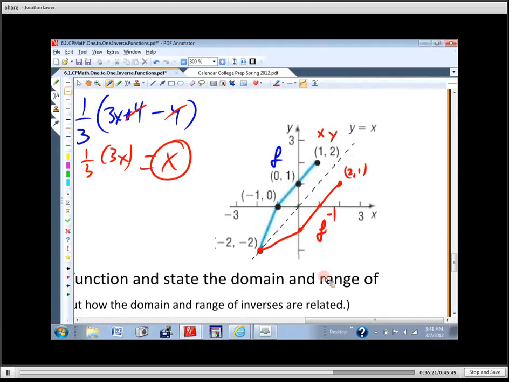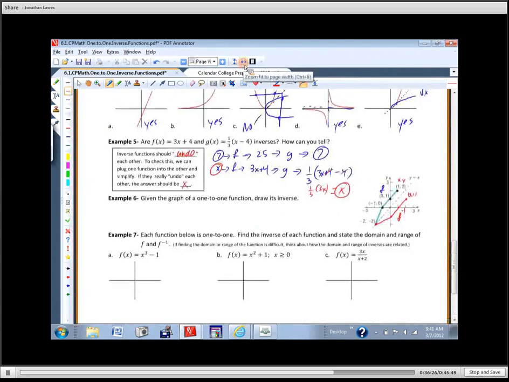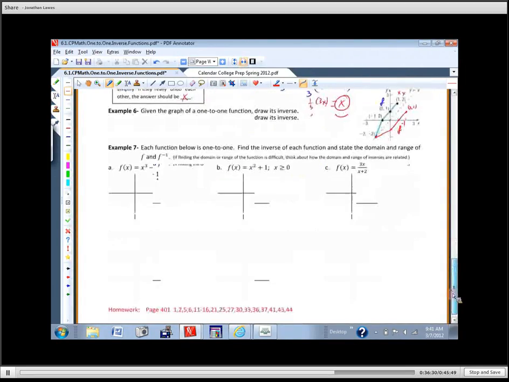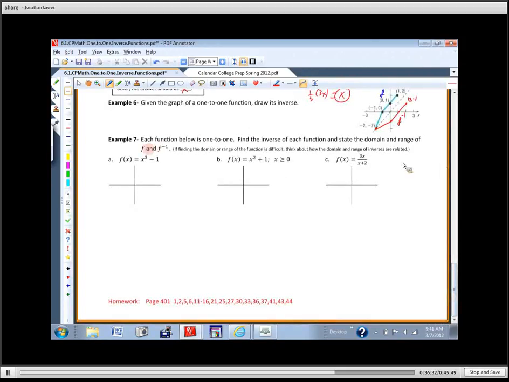Sure? Okay, you've got a couple problems that are literally that easy. You're just looking at a graph and drawing a couple of points. Okay? All right, so let's finish this up. It says each function below is one-to-one, so I'm telling you it's a one-to-one function. Find the inverse of each function and state the domain and range of f and f inverse.